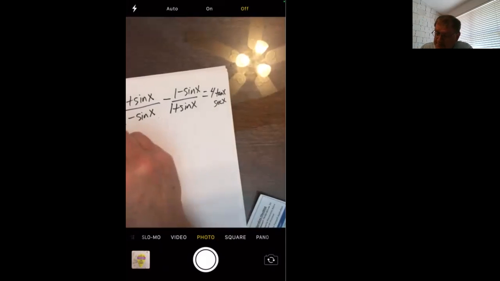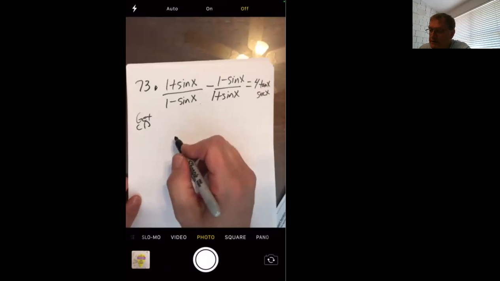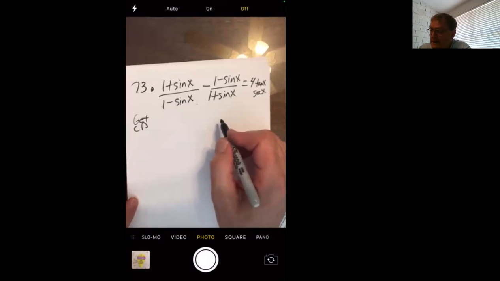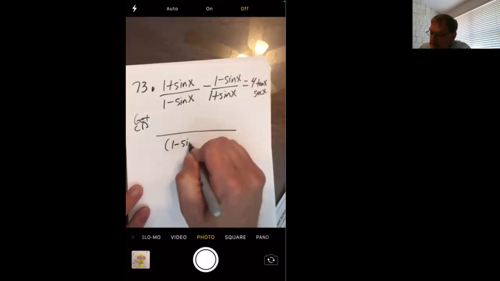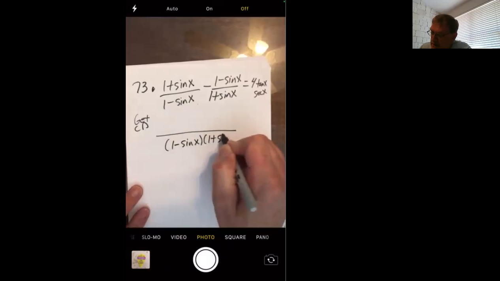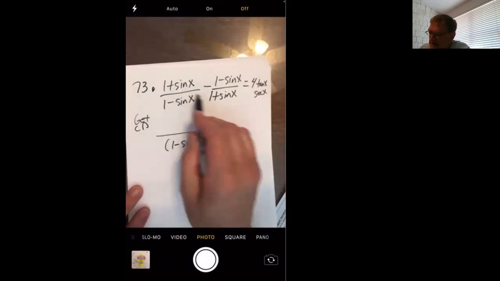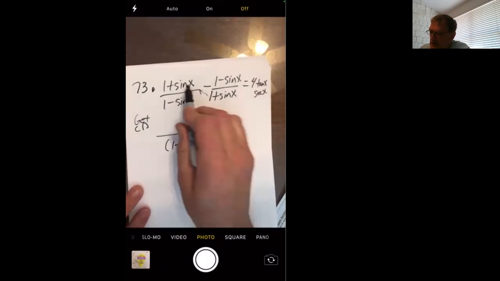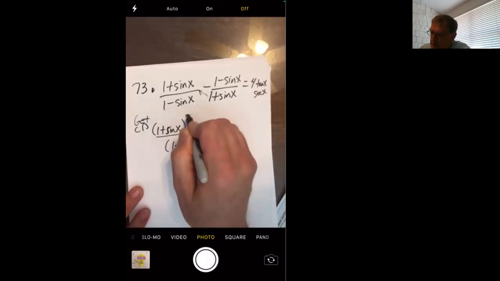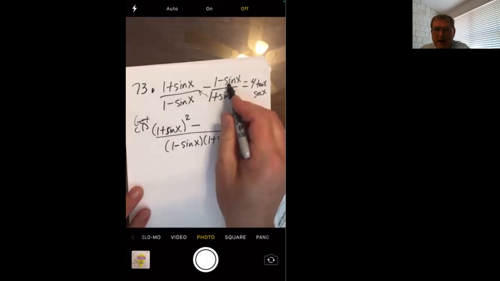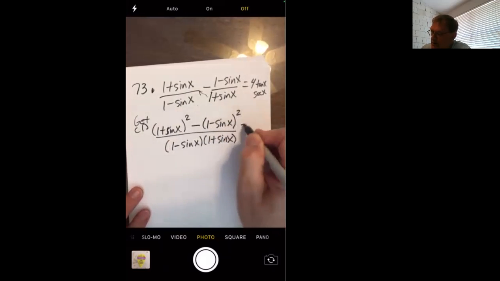Get common denominator. All right, let's make it all. You've got both these pieces on the bottom: 1 minus sine x, 1 plus sine x. And then up there, let's see how this is identical. This is identical to that. Let's make it 1 plus sine x squared, subtract. You see how that's identical to that? Let's make that 1 minus sine x squared.